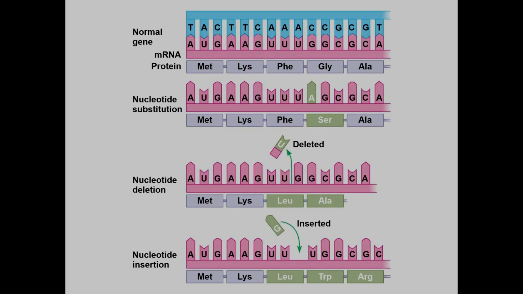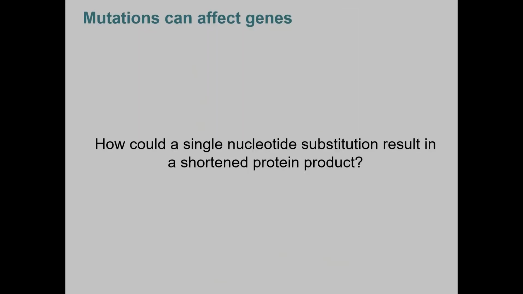So those are the three major types. We can either change an individual nucleotide, which should only affect the codon in which that nucleotide resides. We can delete a nucleotide, or we can insert a nucleotide. And both of these mutations are likely to affect everything downstream, unless they're divisible by 3.